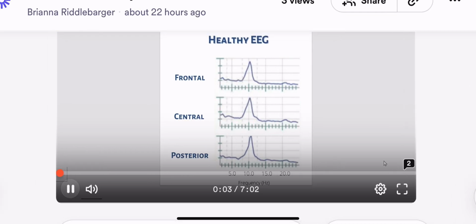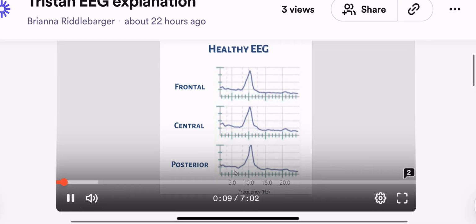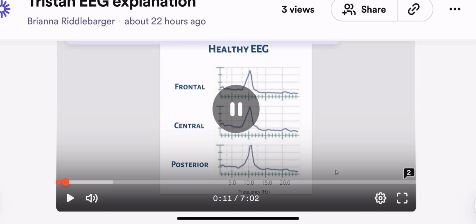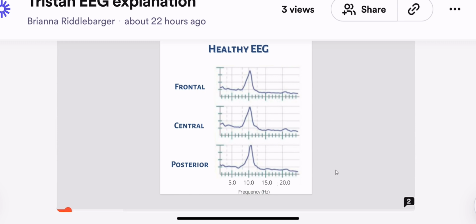I want to first show what a healthy EEG looks like because it can be helpful for comparing. So this is a quantitative EEG, which is the type of EEG that we collect, and it basically condenses 10 minutes of EEG data into one graph. While Tristan received his EEG, he was sitting in a chair and he was relaxed, and they had him close his eyes. So it's called an awake eyes closed state.